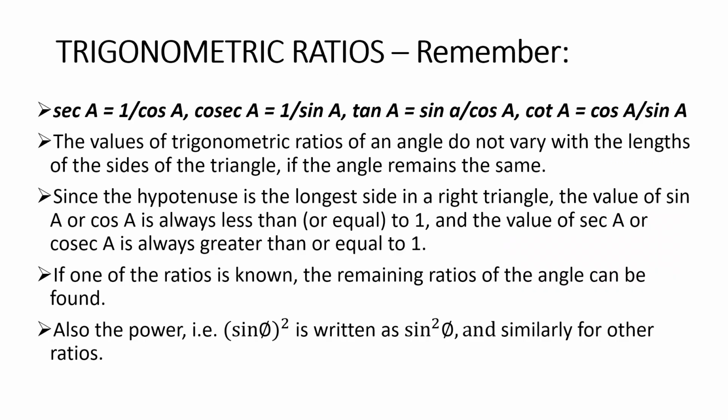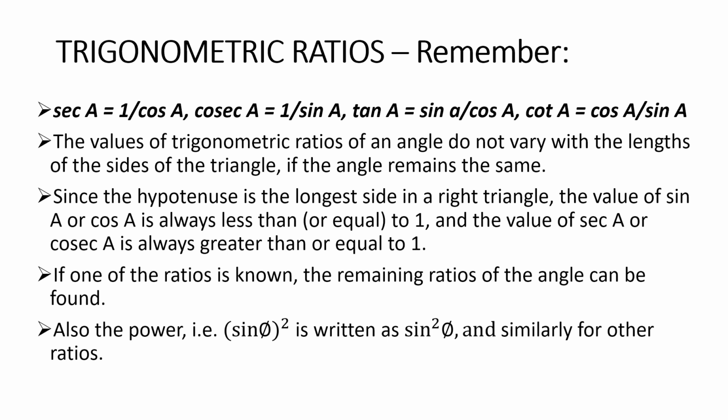Now some things to remember regarding the trigonometric ratios. As I told you, if you know sine and cos, other ratios will follow. Sec is 1 upon cos and cosec is 1 upon sine. You can remember it is reverse. For S it is C, for C it is S. Tan is sine upon cos and cot is cos upon sine. So tan and cot are also inverses of each other.